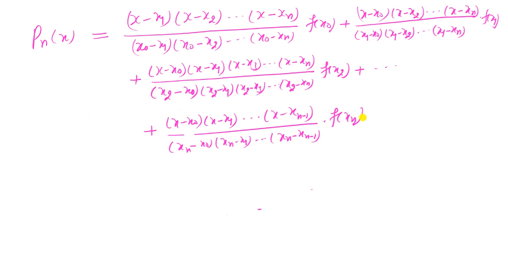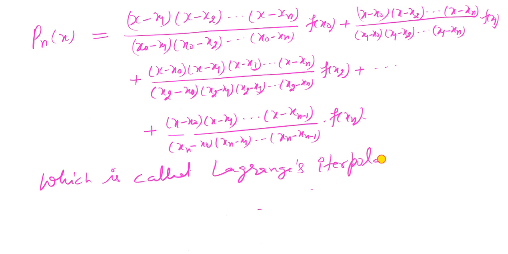So this formula is known as the Lagrange interpolation formula. With the help of this formula we can compute a polynomial of the desired degree, or the functional value, for the given statistical data.